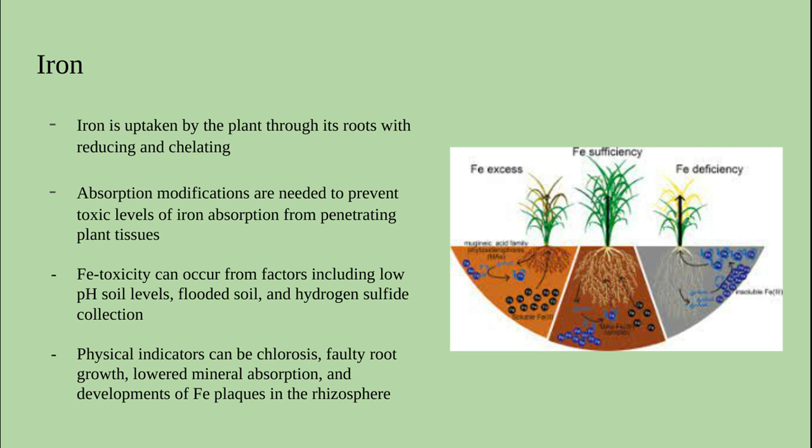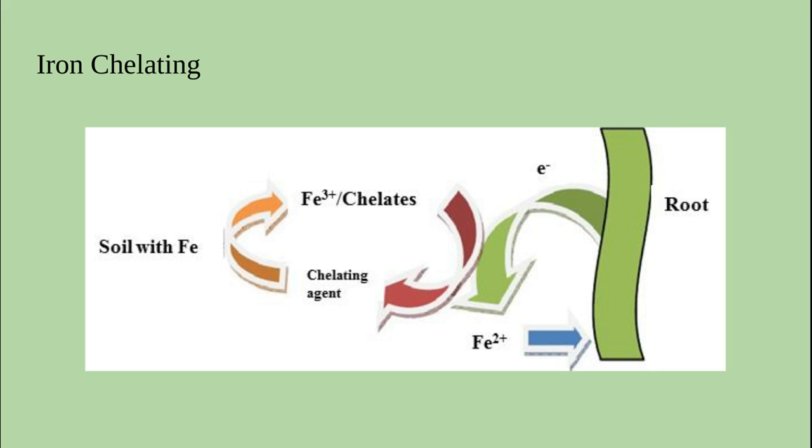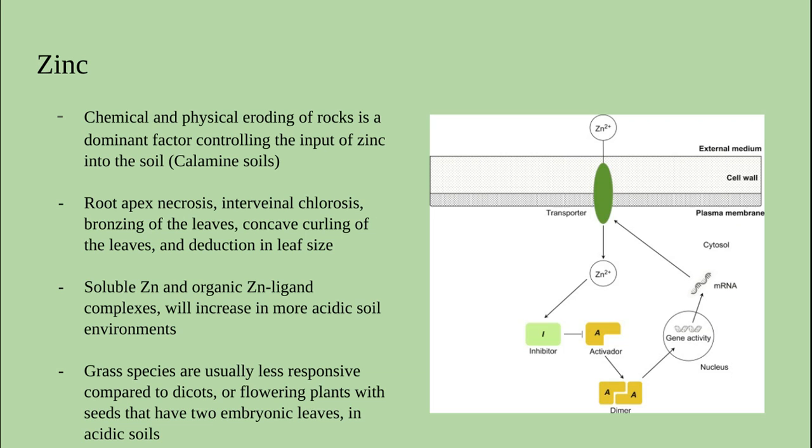And physical indicators of iron toxicity can be chlorosis or yellowing of the leaves, faulty root growth, overall lowered mineral absorption, and even development of iron plaques or buildup in the rhizosphere, which is again the environment surrounding the roots. So a diagram on iron chelating: you'll have iron present in the soil, the chelating agent is released, and then iron is able to be uptaken by the plant through its roots.